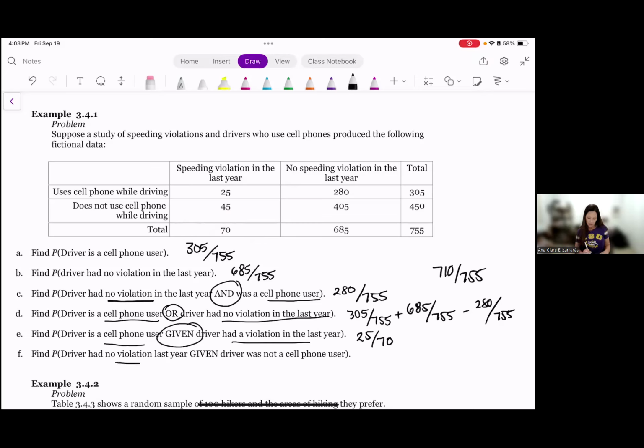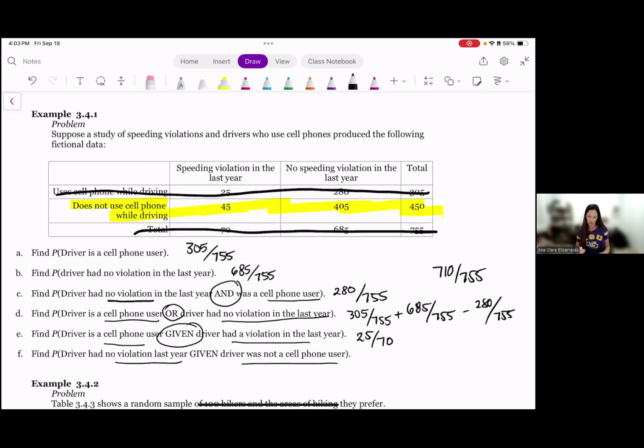Find the probability they had no violation last year given they were not a cell phone user. So who are the group that remain standing? It's those who were not cell phone users. So my not cell phone users here, there's 450 of us. And essentially, we need to ignore everything else. We don't care about the overall totals. We don't care about the cell phone users. We only care about those that don't use a cell phone. And of those 450 that are still standing, how many had no violations? 405. That's 405 out of that 450.